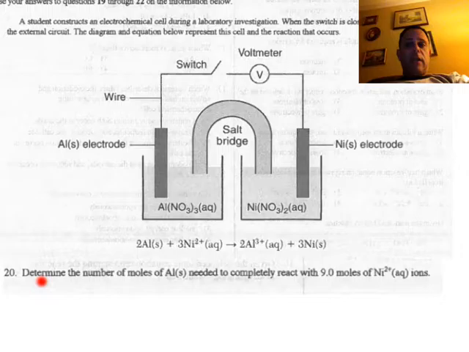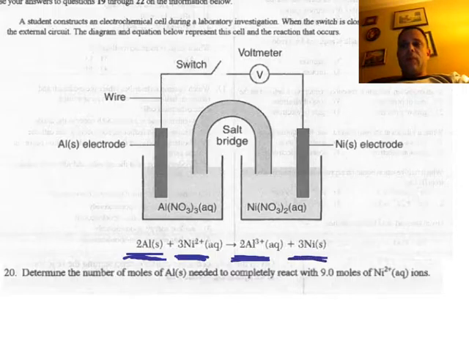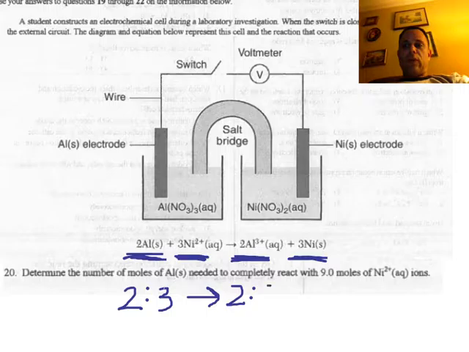Number 20 relates to the same illustration, same circumstances, and it says determine the number of moles of aluminum solid needed to completely react with 9 moles of nickel plus 2 aqueous ions. For that, let's inspect the moles of each of the reactants and each of the products. Here we have 2 moles of aluminum reacting with 3 moles of nickel ion, producing 2 moles of aluminum ion and 3 moles of nickel. Now that is a 2 to 3 ratio, producing a 2 to 3 ratio.